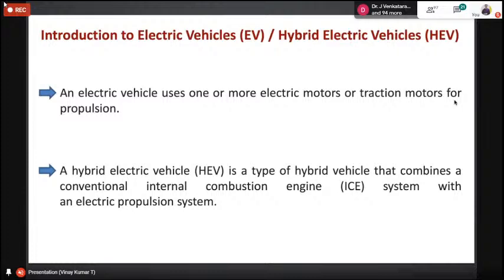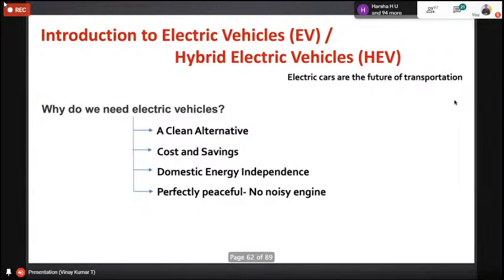Here now I'm having only 10 minutes time. If possible, I will try to complete this topic. From an application point of view, I will try to complete within 10 minutes. So come to electric vehicles and hybrid vehicles.